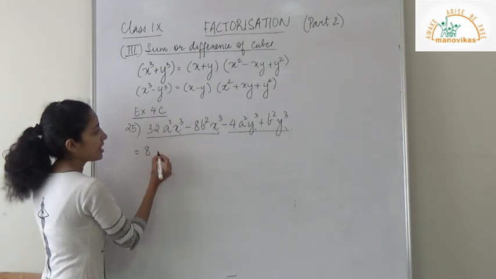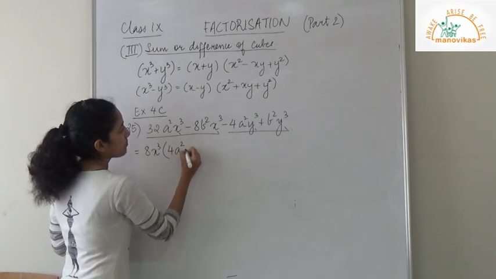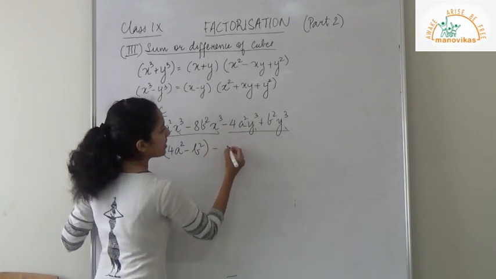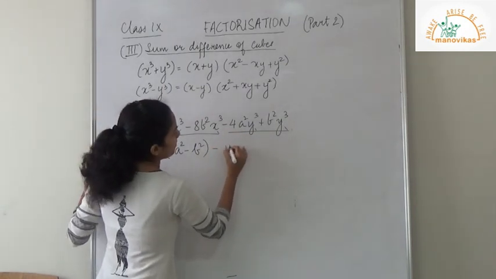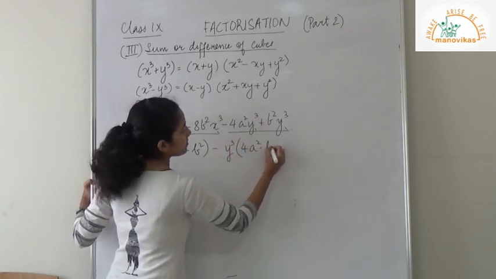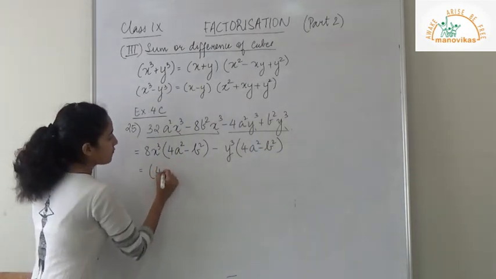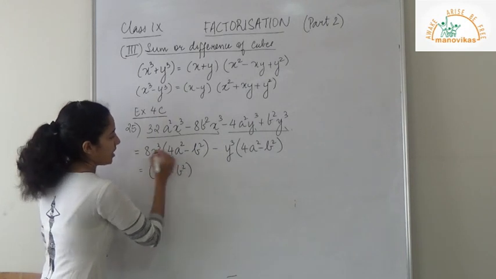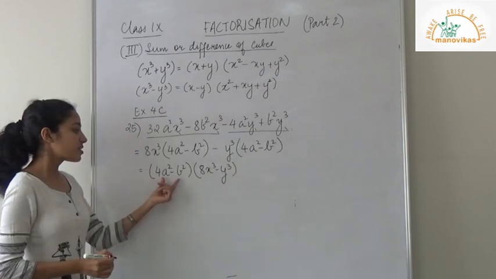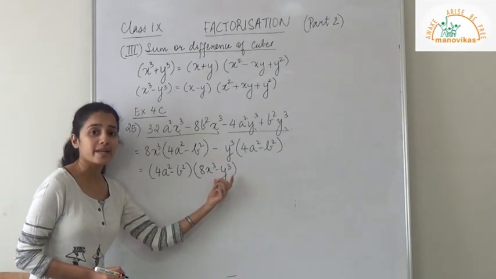So that is 8x cube. So it is left with 4a square minus b square. From the second group, I can take minus y cube common. So it gives me 4a square minus b square. That is, again taking out a common factor, I have 4a square minus b square, and the remaining is 8x cube minus y cube. Now note that this is where we will have to use the difference of square identity and here the difference of cube identity.